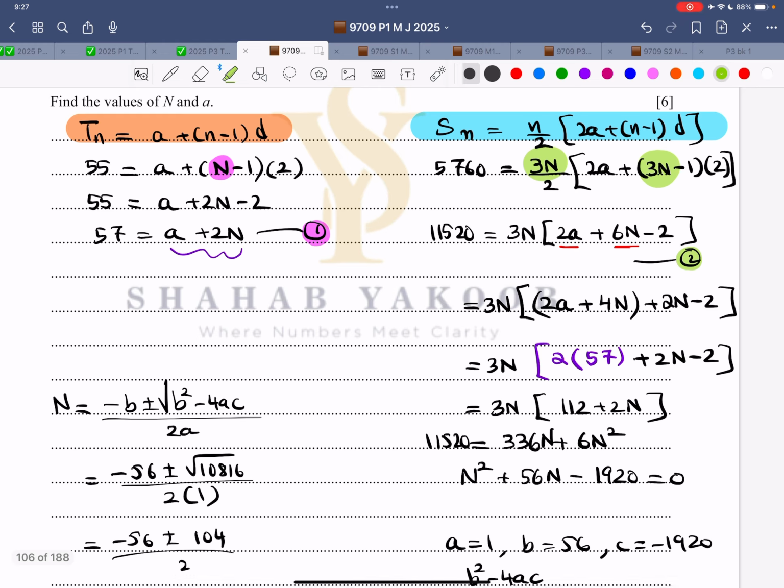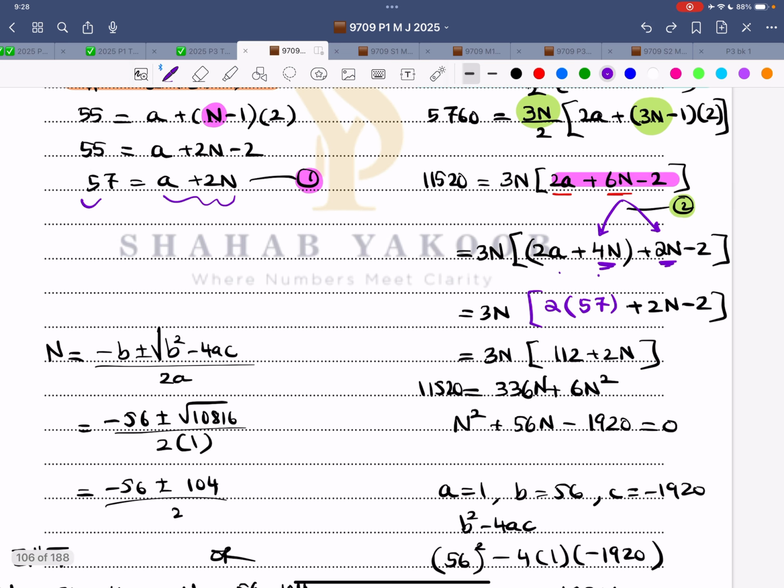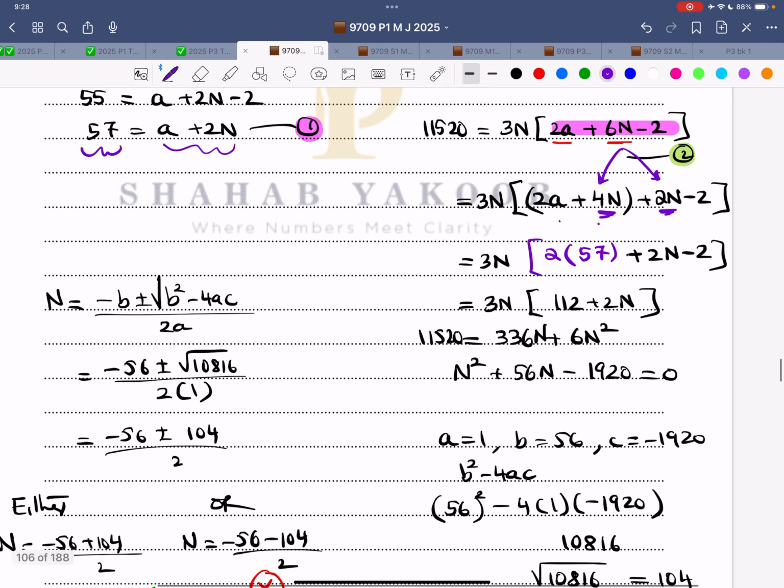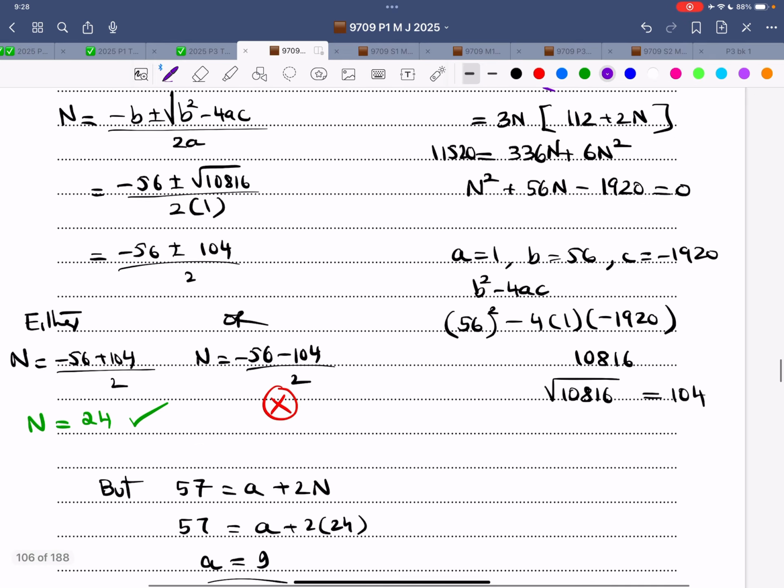What I did is a little bit out of the blue, a little bit cheeky: 2a plus 6n minus 2. Focus on this. I took this thing and broke it up. I broke up 6n into 4n over here, 2n over here. Got it? This is still 6n, but 2a plus 4n is 57. So that is what I have substituted. That's kind of cheeky. And then I simplified this thing. I get a quadratic equation.